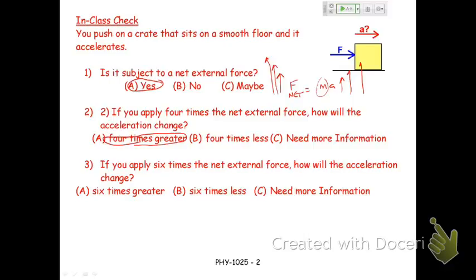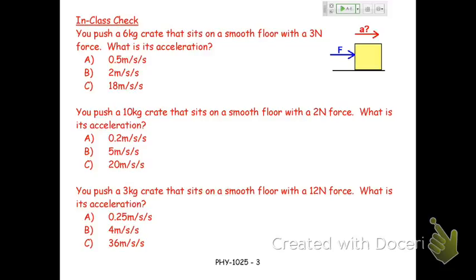If you apply 6 times the net external force, how will the acceleration change? And we did so well in that last one. Let's just go to the chase on this one. It's going to be 6 times greater, isn't it? Yeah, 6 times the force is 6 times the acceleration. You push a 6-kilogram crate that sits on a smooth floor. Smooth floor means no friction. There's no retarding force. With 3 newtons, what is its acceleration?